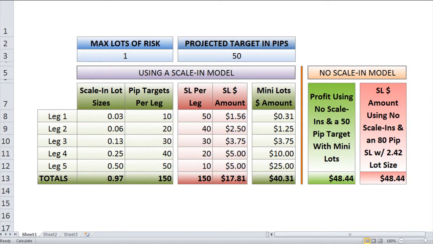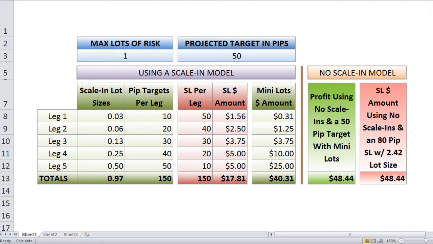In this video, I want to give you an example of scaling into a position. Now, most of you might know about scaling into a position from the standard or conventional viewpoint, and that is that we only scale into a position when our trade is profitable or going in our favor.